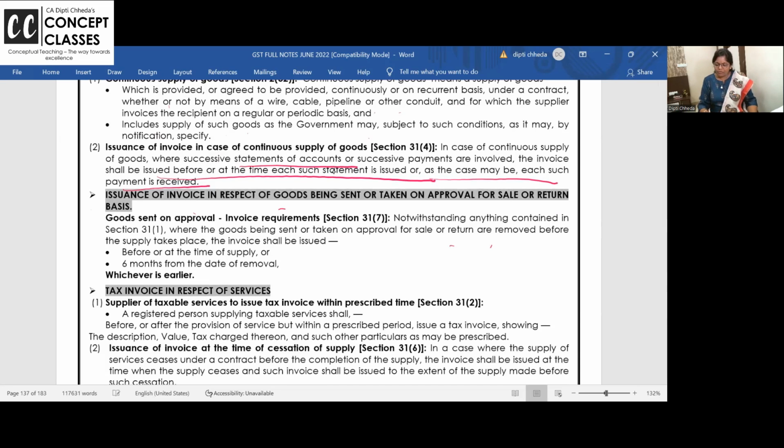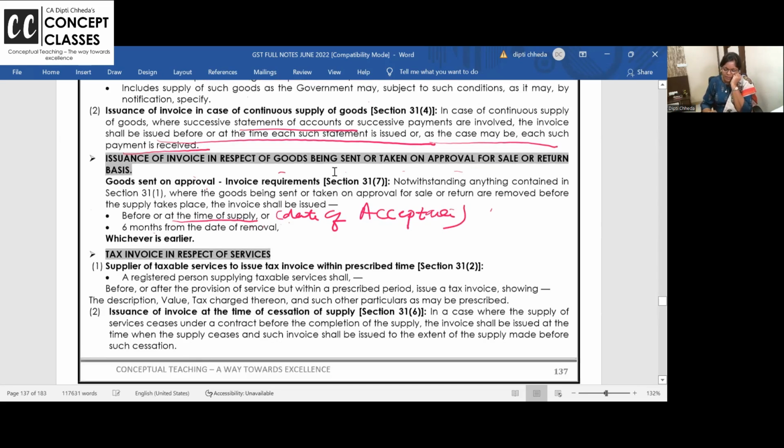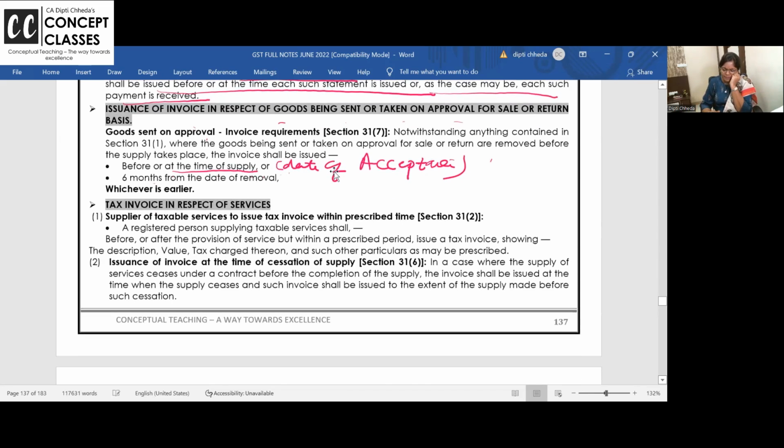In case of approval basis and all, before or at the time of supply, I want all of you to write, please. This is in case of approval. So time of supply is date of acceptance. This is the hidden meaning. Time of supply doesn't mean the day I send the goods. If you like it, keep it, that has no meaning. Time of supply is the day you accept it, or 6 months from the date of removal, whichever is earlier.